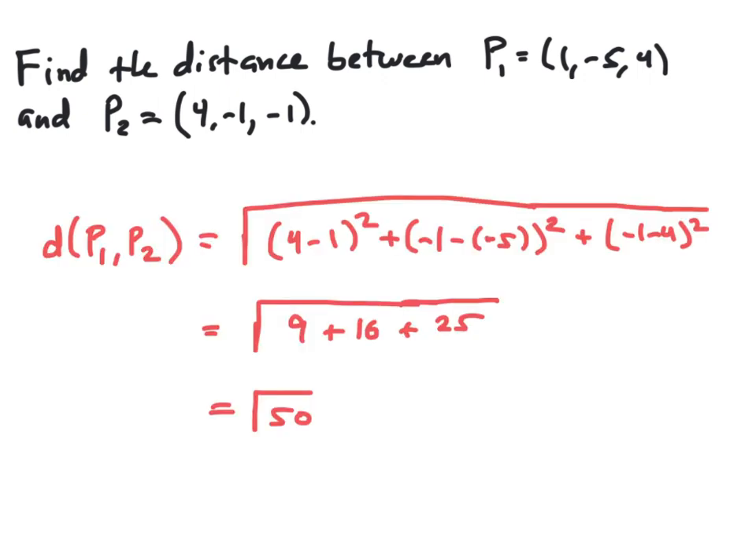Applying the distance formula with these 2 points, P1 and P2, we obtain the square root of (4 minus 1) squared plus (-1 minus -5) squared plus (-1 minus 4) squared, which gives us the square root of 9 plus 16 plus 25, or the square root of 50.